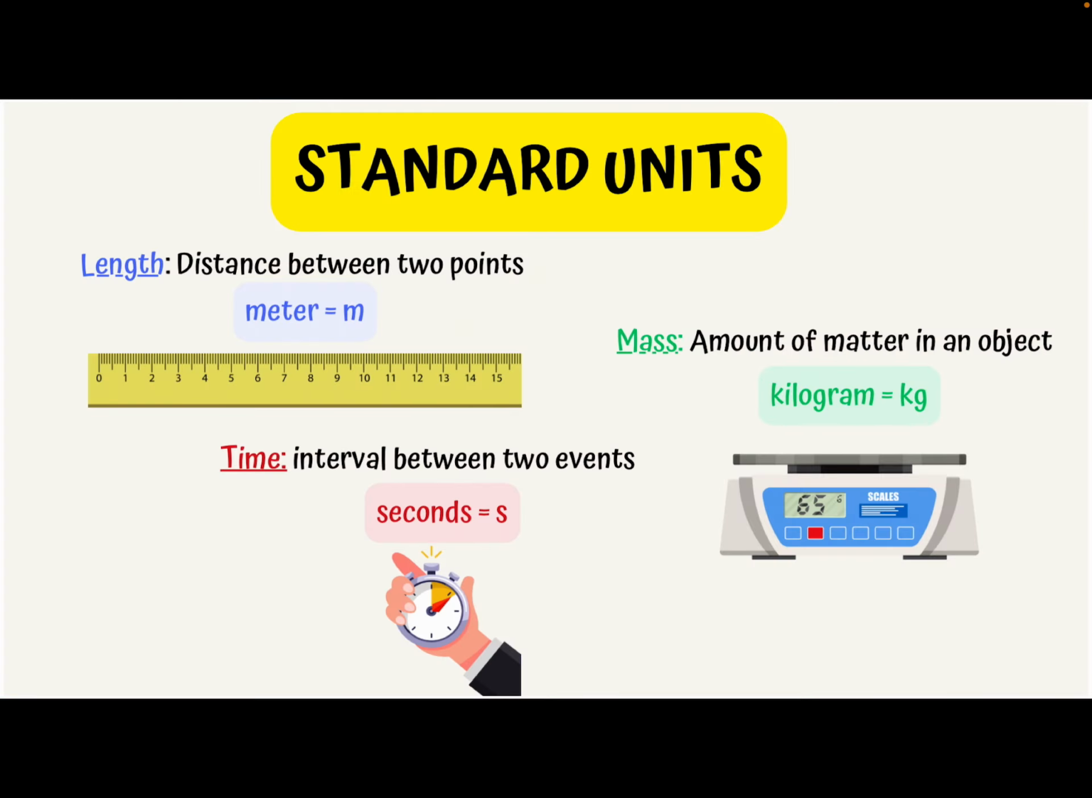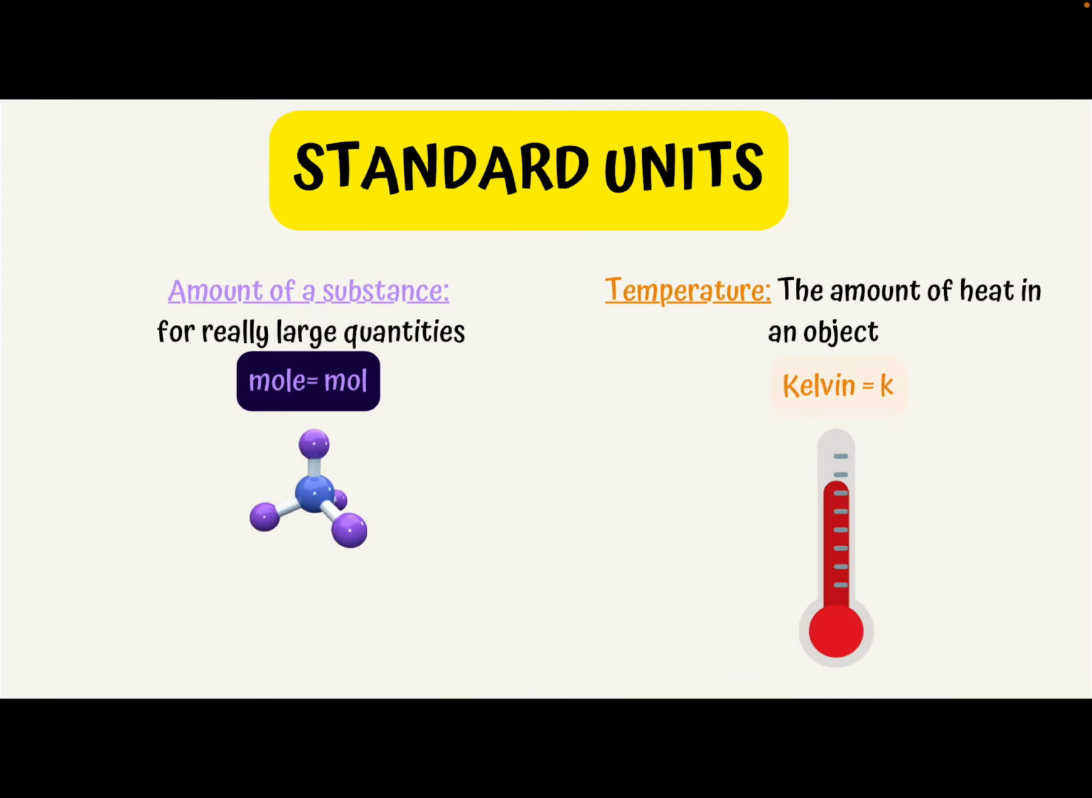So first off, what are our standard units? Well, for length, which is the distance between 2 points, we use the meter, which is abbreviated with a little m. We measure mass, which is the amount of matter in an object, using the kilogram or the gram, depending on what it is that you're weighing. And we measure time, the interval between two events, using seconds, which is abbreviated with the little s.